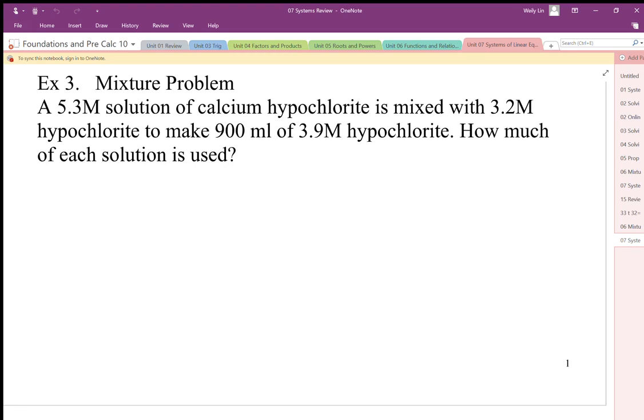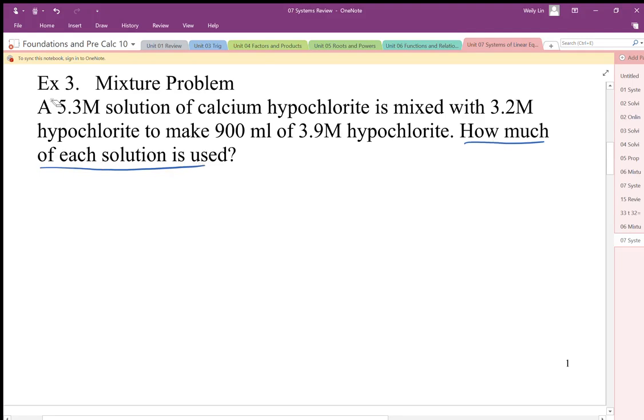Mixture problems can be solved using a system of equations. We just need to make sure we understand how to set up our variables and our equation. So with any word problem, we want to definitely figure out what we are trying to find. Looking at that last sentence, we want to know how much of each solution is used.